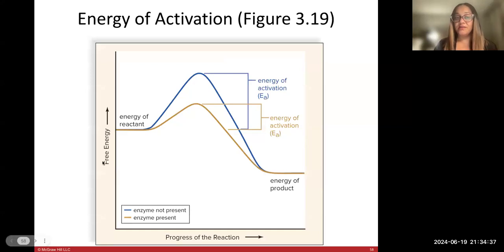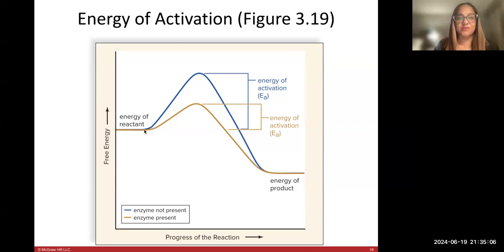So here's a graph. Each of these lines represents some sort of chemical reaction. It doesn't really matter what the chemical reaction is. The blue line is a chemical reaction without an enzyme. So it's like pushing a boulder up a hill. It's a really, really high hill. It goes really, really slowly. And then all of a sudden, once you get to the top, then the reaction can start.